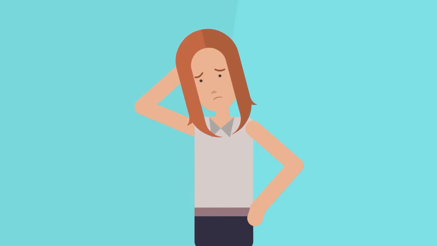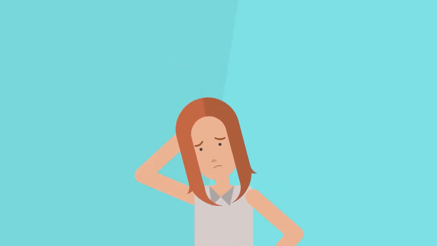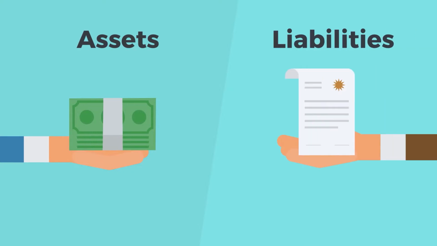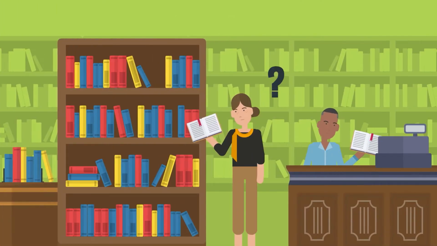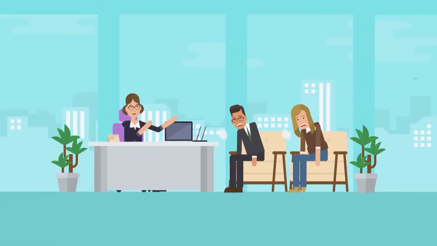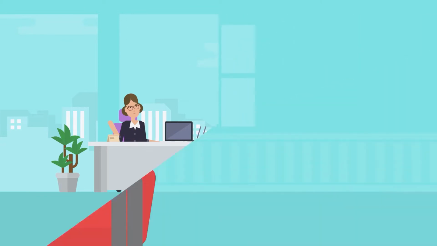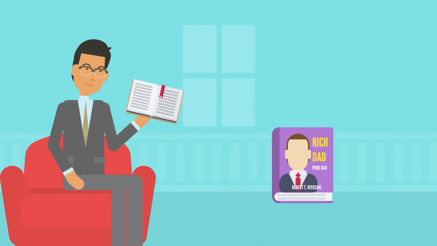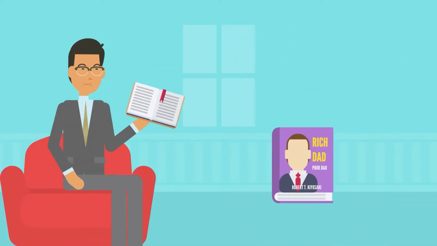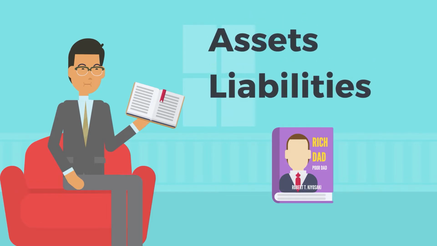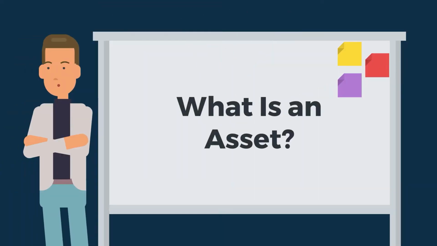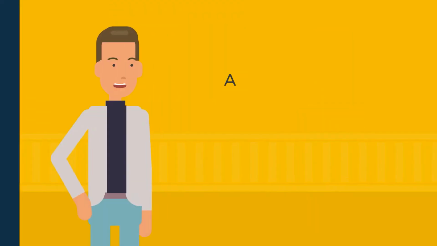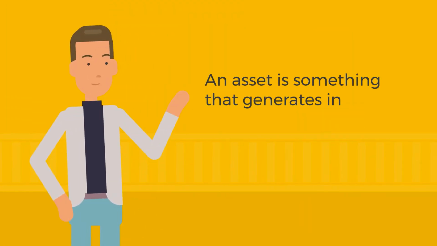Most people have financial difficulties because they confuse assets with liabilities. Maybe because these financial concepts are not taught in schools. Or, accountants tend to complicate them, making it hard for us to learn the difference. In Rich Dad, Poor Dad, the rich dad gave a straightforward and simpler definition of assets and liabilities. What is an asset? An asset is something that generates income.